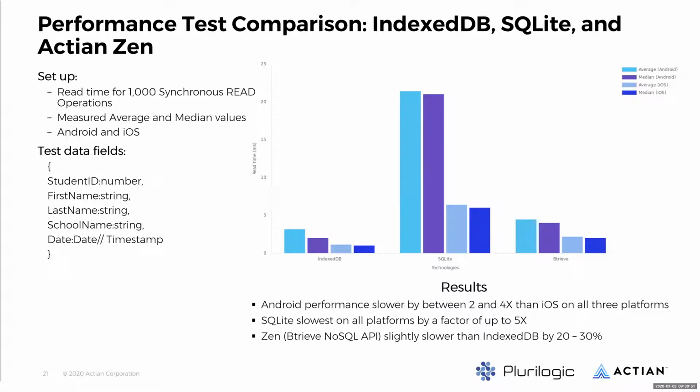We did a little performance test once we had our first implementation. We looked at all three options that we had implemented, starting with IndexedDB, which is the in-browser data store, SQLite, which was our persistent data layer, and the newly introduced Actian Zen.